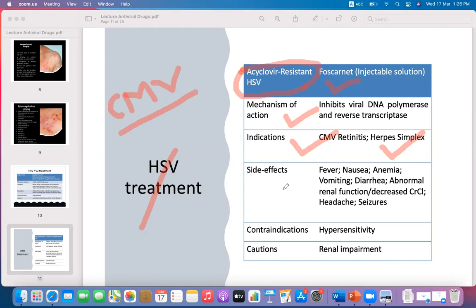Side effects: fever, nausea, anemia, vomiting, diarrhea, and abdominal discomfort. In addition to this, abnormal renal function, decreased creatinine clearance, headache, and seizures. Contraindications: if the patient has documented hypersensitivity. Caution in patients with renal impairment. And since it can produce seizures, it should be used cautiously in patients with epilepsy or convulsions.